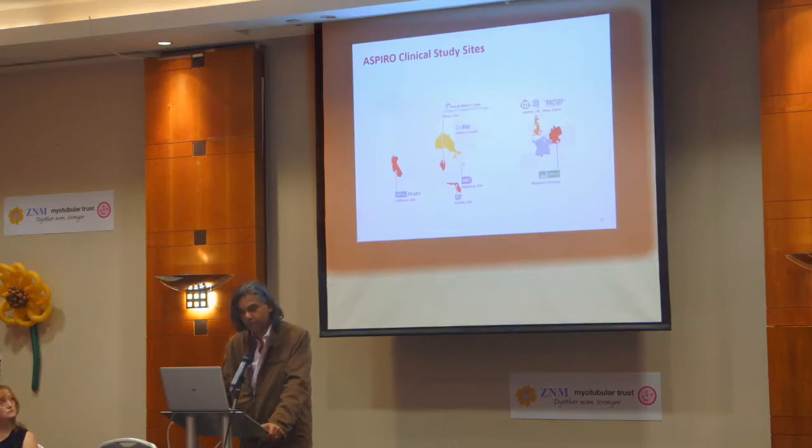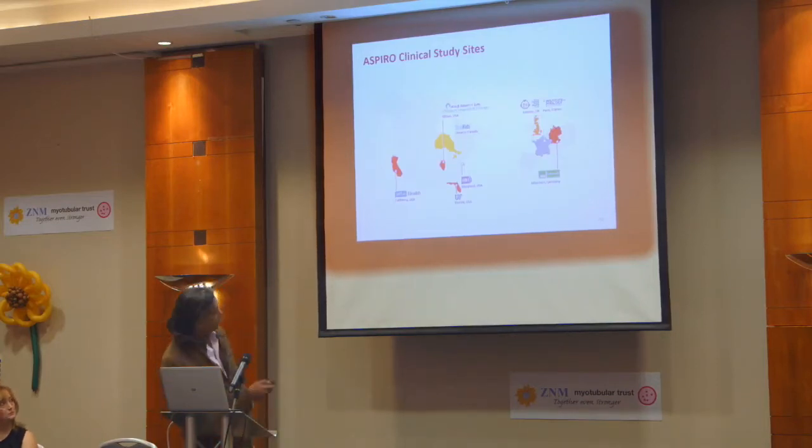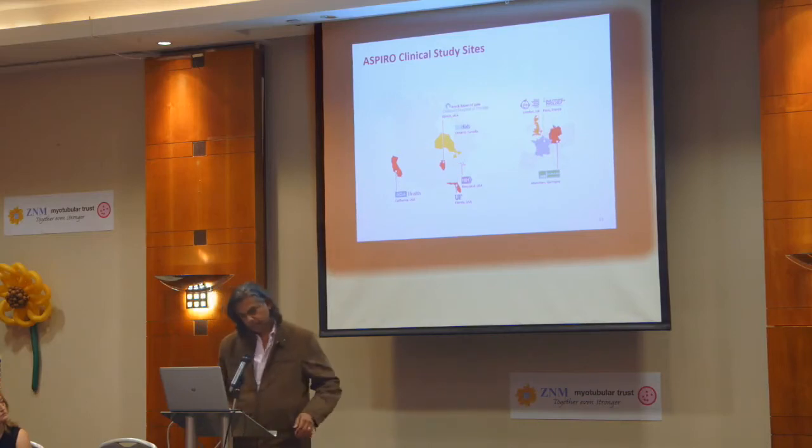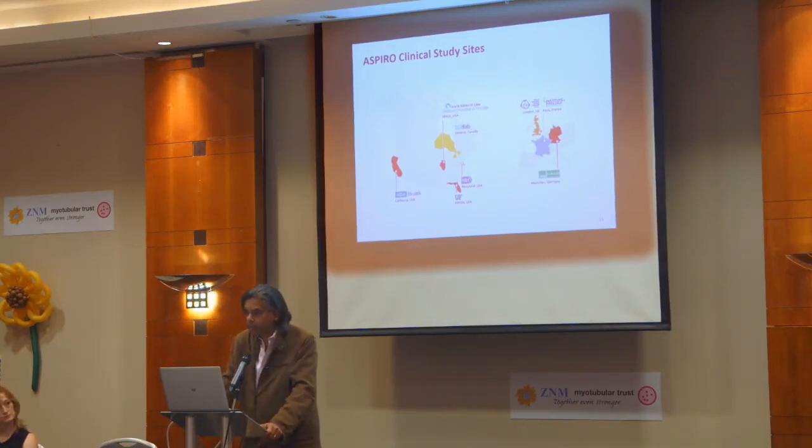We have several centres around the world. You can see that we have 4 centres in the US, 1 in Canada. In Europe, we have Great Ormond Street, so London, Paris, and then Munich. So the patients thus far have been enrolled in the United States, and we're hoping to enroll the first European patients probably in September or October this year.